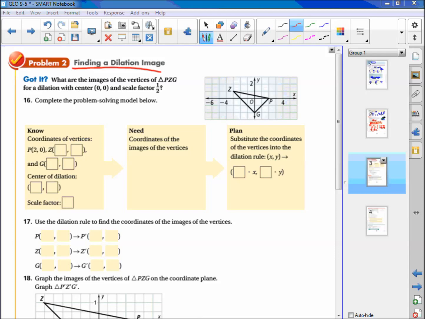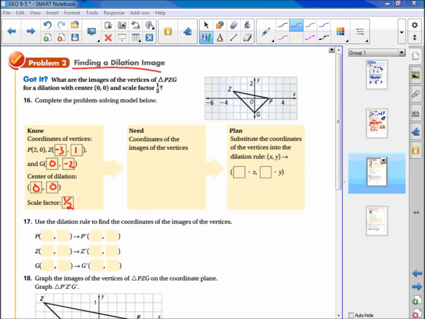So after you do a couple of these, you can find this trick that they're going to tell you about, and this is how it works. First off, we need to know the coordinates of the original triangle. So we have 2, 0 for P. Z is at -3, 1. Okay. And G is at 0, -2. So the center of the dilation, one more time, is 0, 0, and we are given a scale factor of 1/2. So our job is to find the new coordinates, and this is our plan.